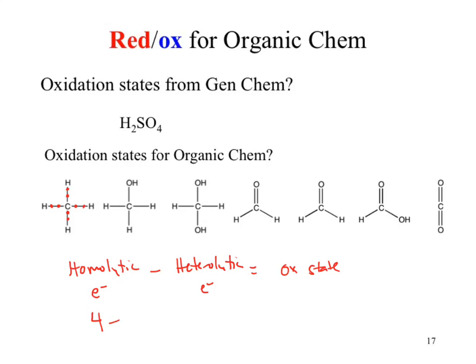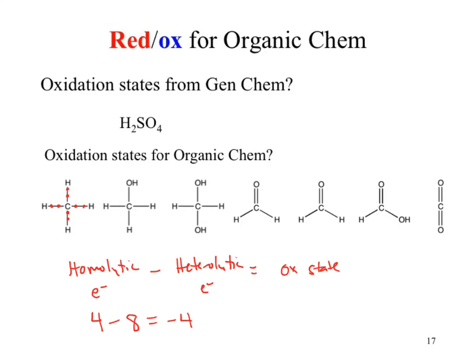Now we go based on electronegativities. This is where we do run into some gray areas with carbons and hydrogens. Which is more electronegative, carbon or hydrogen? Carbon is slightly more electronegative. So when we go based off of our heterolytic cleavage, what happens? Carbon takes all of the electrons, and its total count is 8. So its oxidation state is a -4.